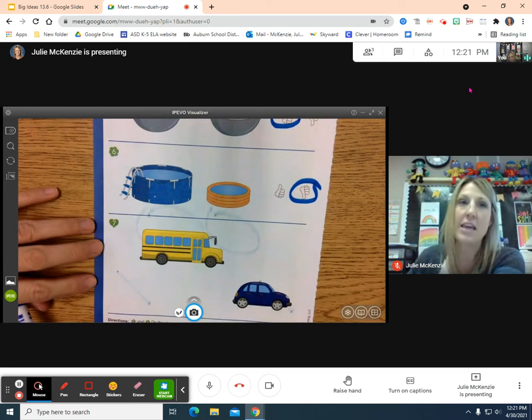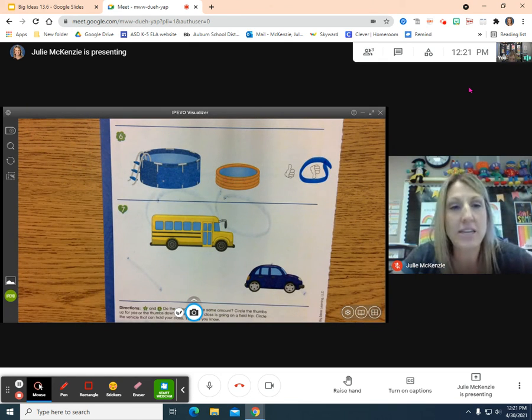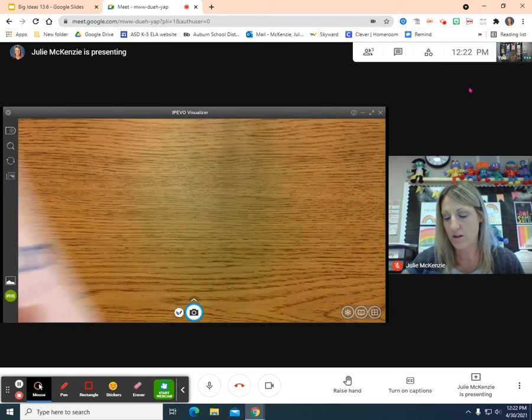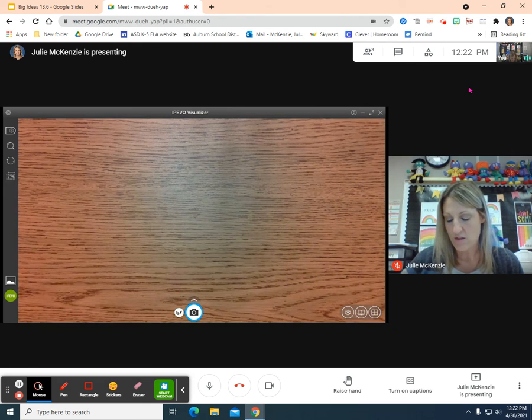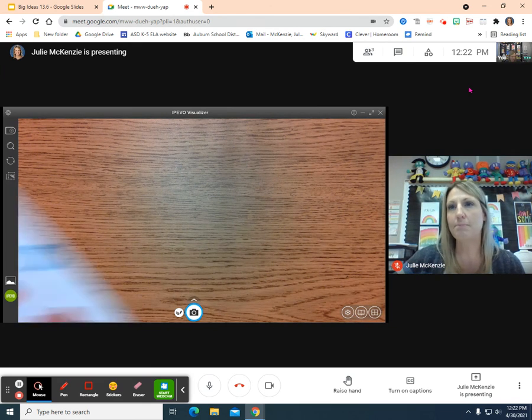All right, finally, we're thinking about the capacity of these vehicles. Can the bus hold more kids or can the car hold more kids? Please circle the vehicle that can hold the most amount of kids. It has the greatest capacity. If we were going to take a bunch of kids on a field trip, would we do that in the bus or would we do that in the car? Please circle the vehicle that has the greatest capacity.